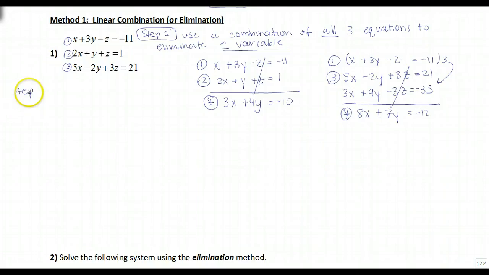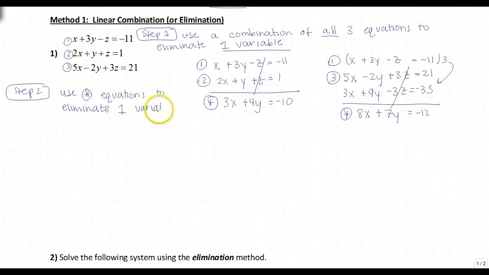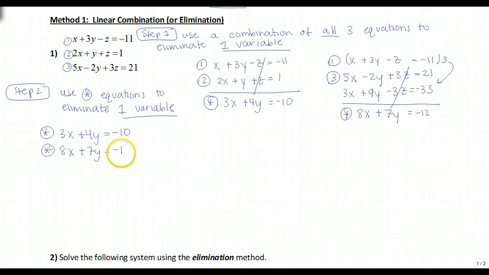So step 2 is use our star equations to eliminate one variable. Because now if I line up my star equations, which are 3x plus 4y equals negative 10, and 8x plus 7y equals negative 12, this is exactly like the systems we've been solving the past couple days, just in two variables. So we shouldn't have any trouble solving for one now.